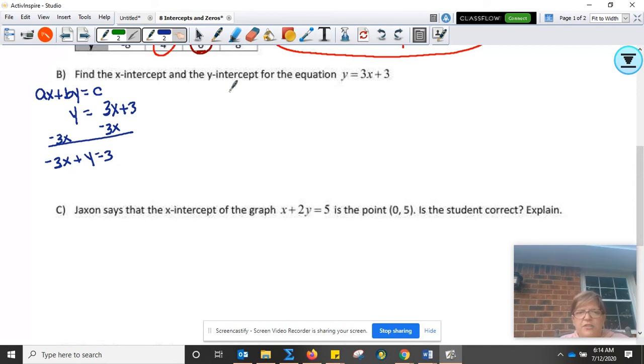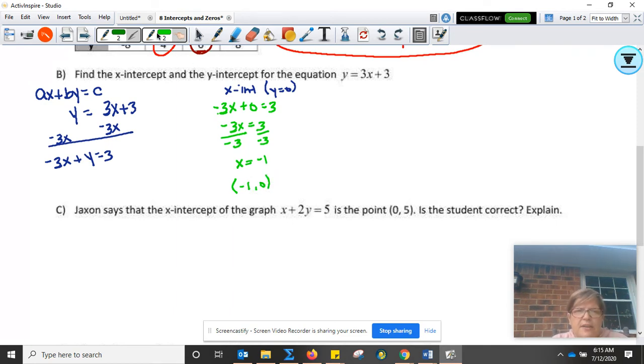So now to find your x-intercept, I'm going to plug in y equals 0. Okay, so let's do that. To find my x-intercept, y equals 0. So I'm going to go negative 3x plus 0 equals 3. Negative 3x equals 3. Divide both sides by negative 3. And x equals negative 1. So your ordered pair would be (-1, 0).